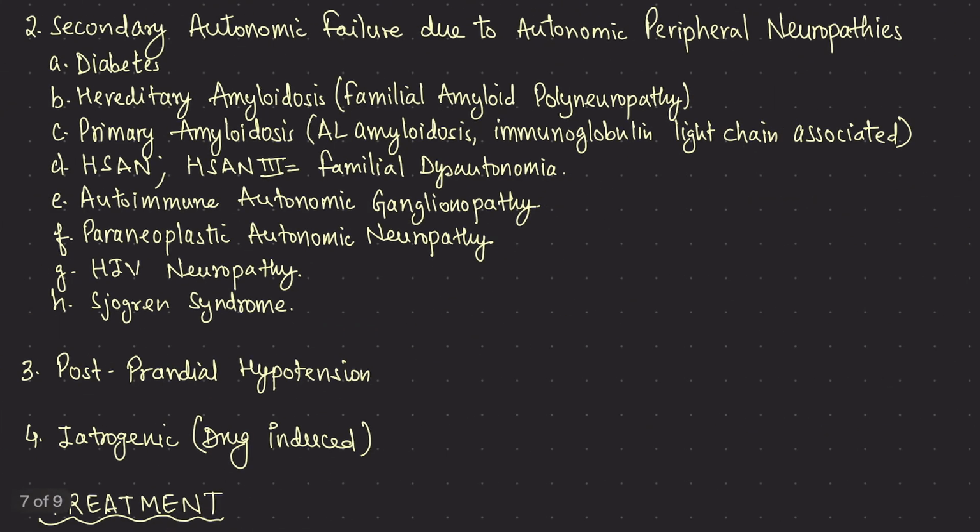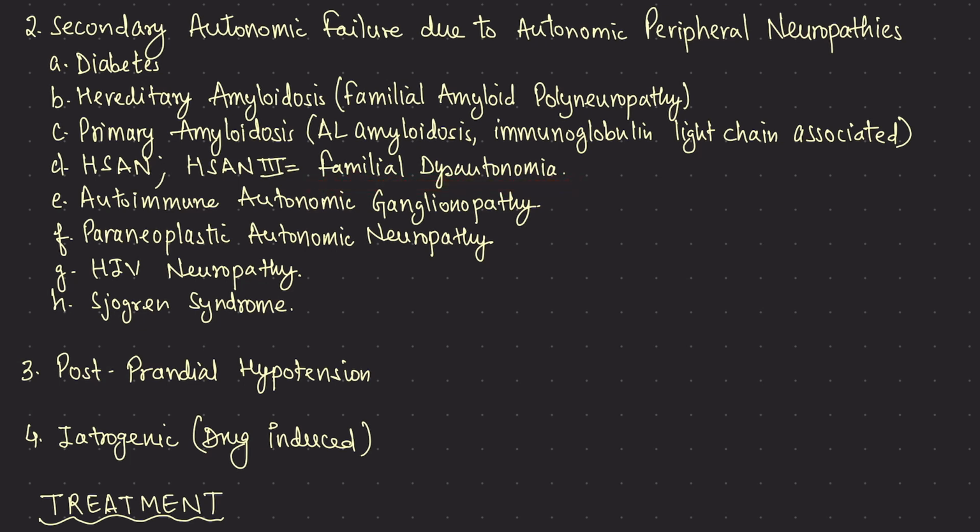Secondary causes, what are the secondary causes? Secondary causes are the diseases which affect the peripheral nerves, which are diabetes, amyloidosis, primary amyloidosis, HSAN, hereditary autonomic neuropathy, HSAN. There is something like this. I just forgot the full form. HSAN 3, type 3 category. Yeah, hereditary sensory autonomic neuropathy. So there is sensory as well as autonomic neuropathy. The type 3 is most common, which is famous by the name of familial dysautonomia.